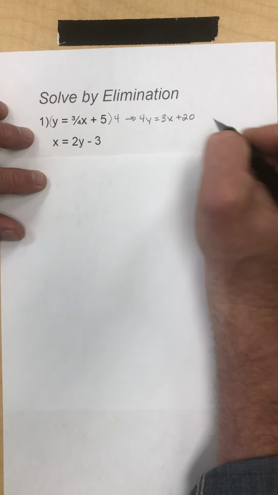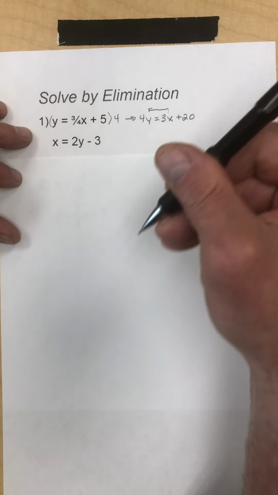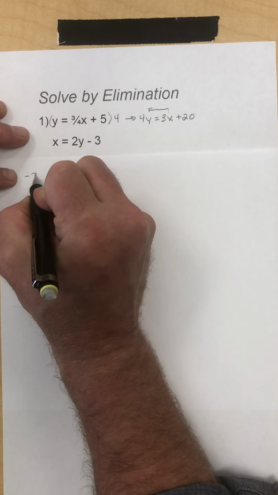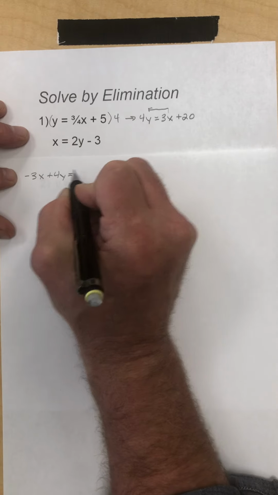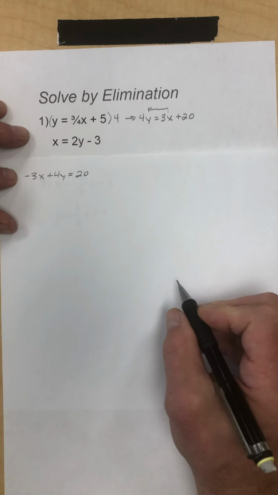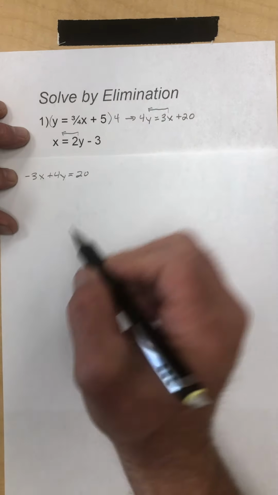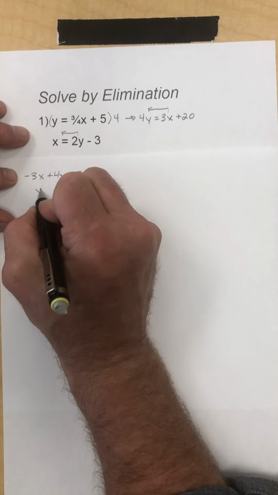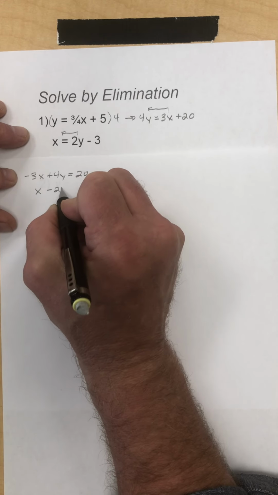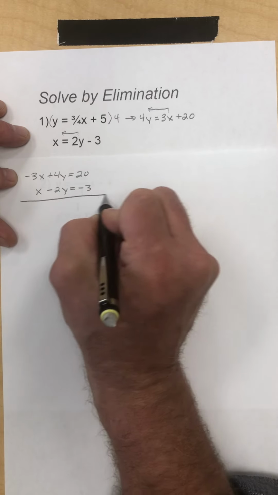Okay, so let's see. I want to put this in standard form, so we just take that, move it over, change its sign. So I'm going to get a negative 3x plus 4y equals 20. All right, and that's in standard form. And then down here, I don't have to get rid of any fractions. I just got to move the 2y over. So when I move it over, it changes sign. So you get x minus 2y equals negative 3. And so I get this guy.